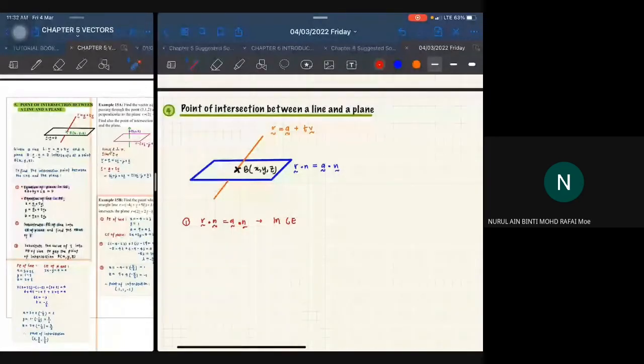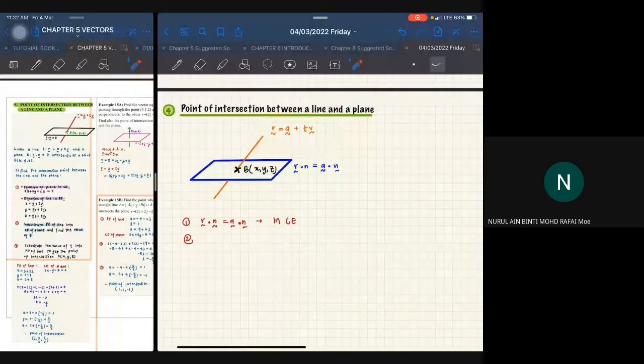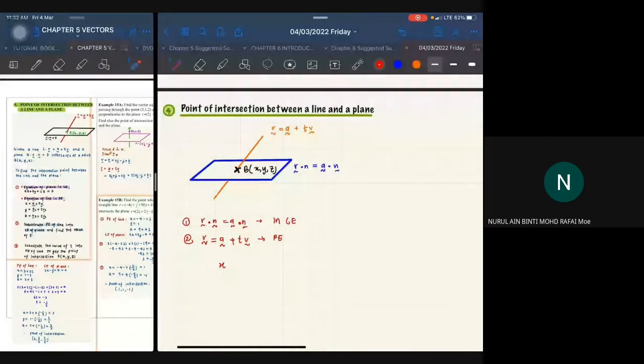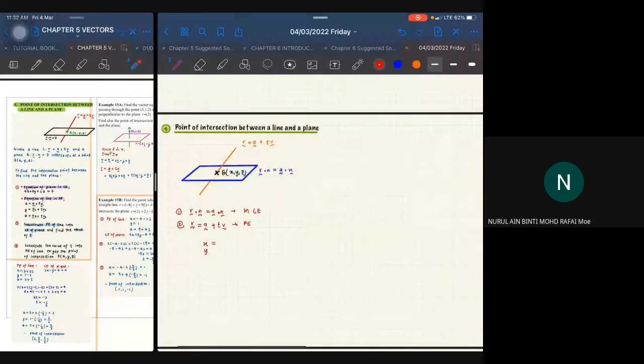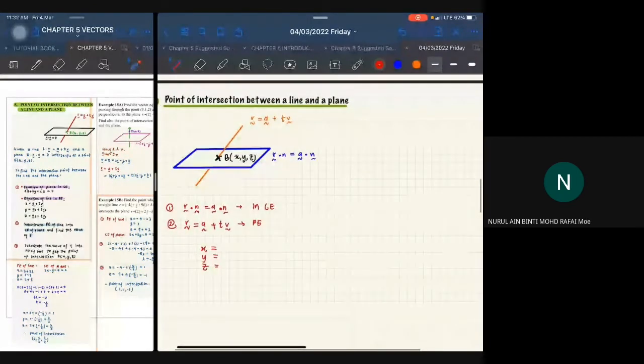Okay, so that is the first step. The second step is that your equation of line, this one, must be in parametric equation form. So parametric equation, R equal to A plus TV, in parametric equation. So why do we make it parametric? Because with the parametric equation you get X, Y, Z. So X equal to something, Y equal to something, Z equal to something. That something is in a variable T.